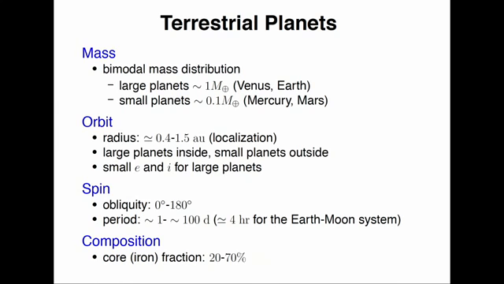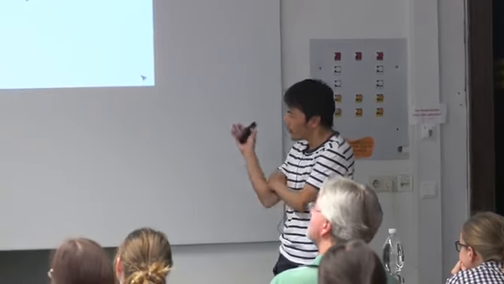And large planets, I mean Venus and Earth, are inside this distribution, and Mercury and Mars are outside, right? And all planets have relatively small eccentricities and inclinations, especially Venus and Earth. And spin obliquity is very diverse, right? From 0 to 180 degrees. And the spin period ranges from about 1 day to 100 days, in that order.